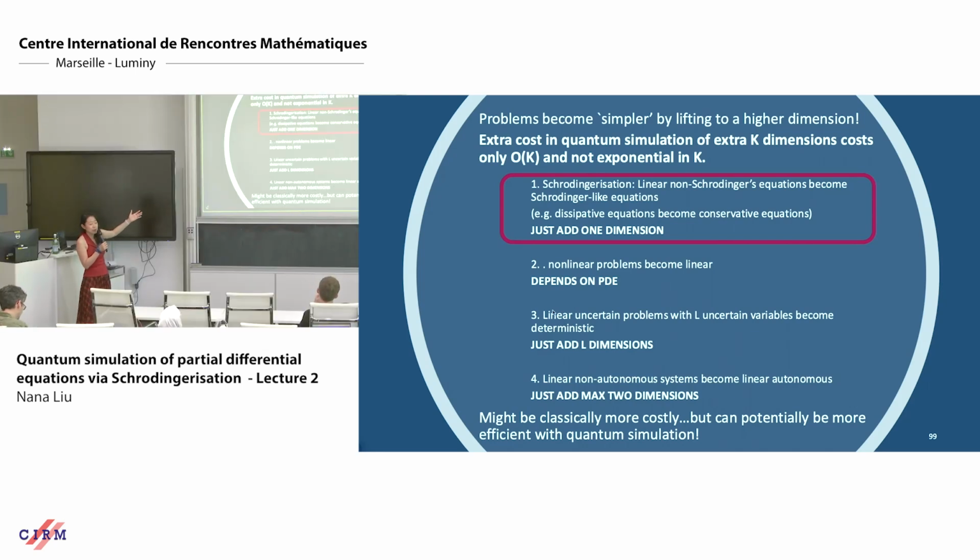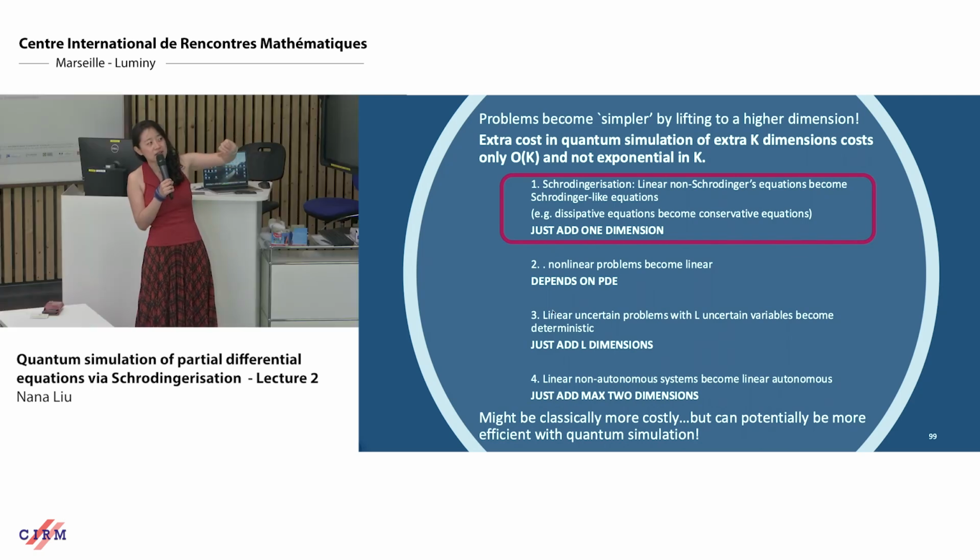Things that we might not have time to talk about, but I'll just mention here: if we have uncertain problems, then we have dilations where, say, if we have L uncertain variables, we just need to add L extra dimensions, and then the uncertain problem becomes a deterministic problem.